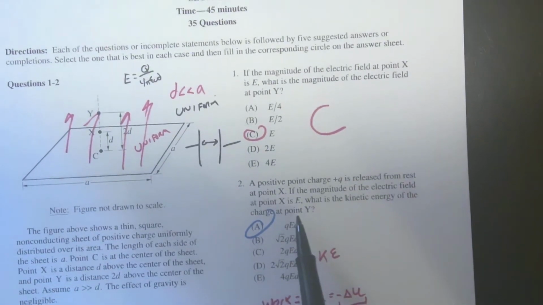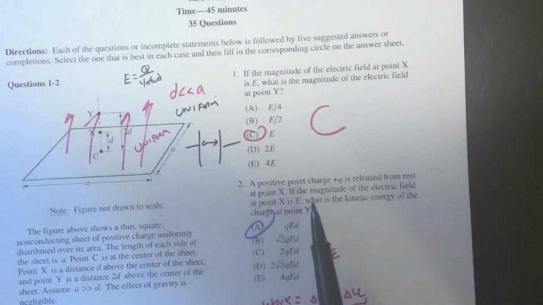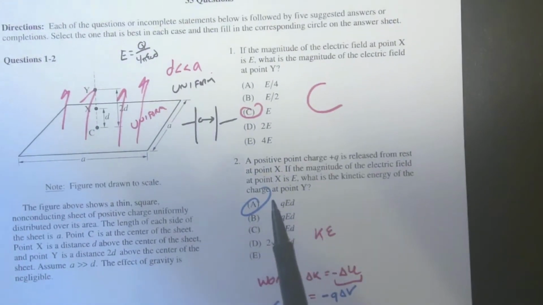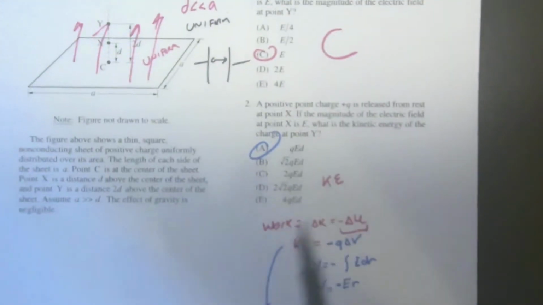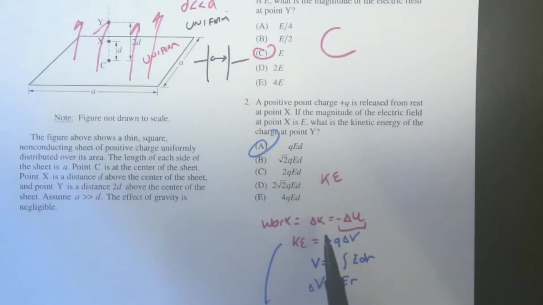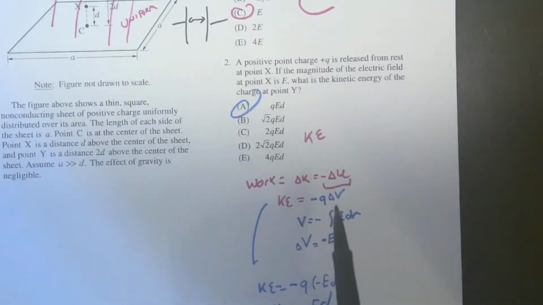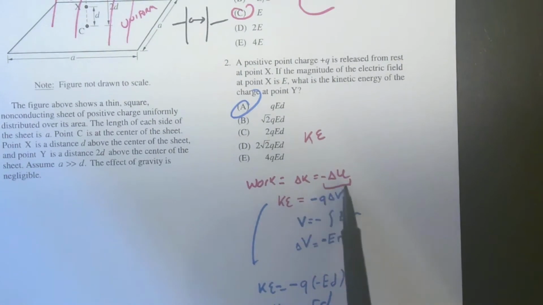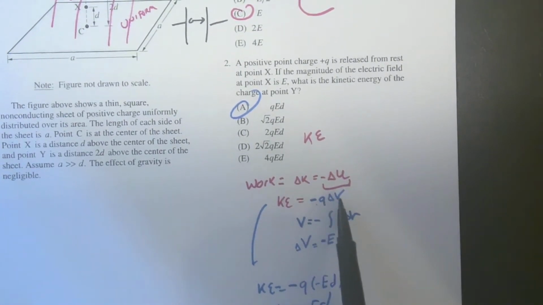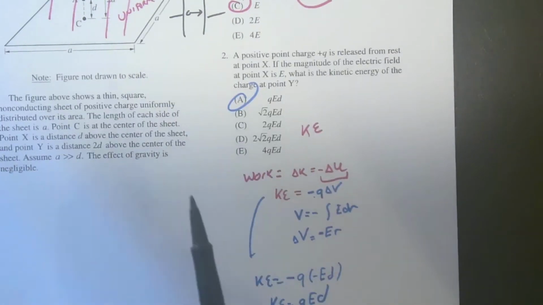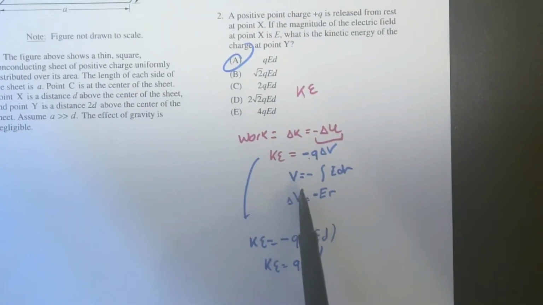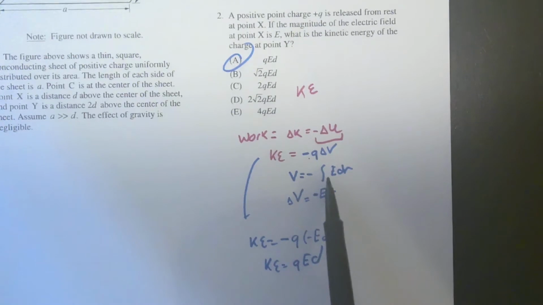electric field is E and it's a positive charge released from rest? So the answer is A, and you got that because kinetic energy secretly means work. Work is the change in kinetic energy, which is a negative change in potential. From your formula sheet, change in potential energy for a charge is Q delta V, where delta V is the voltage. Let's see voltage here. Looking at your formula sheet again, voltage, or change in voltage is a negative integral of E dR.